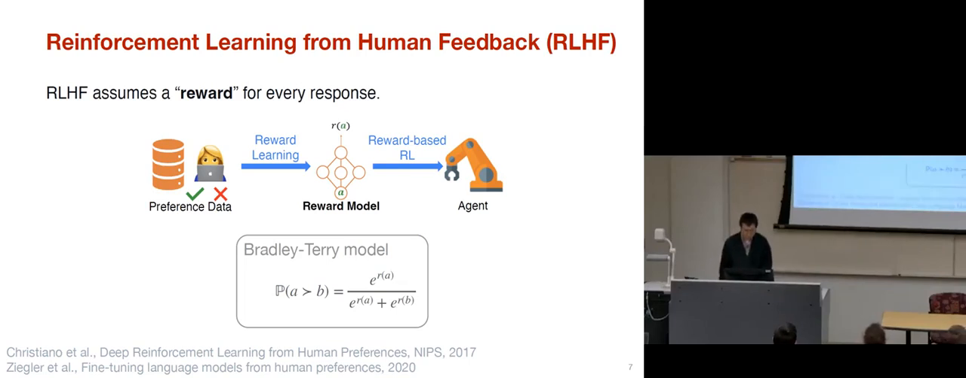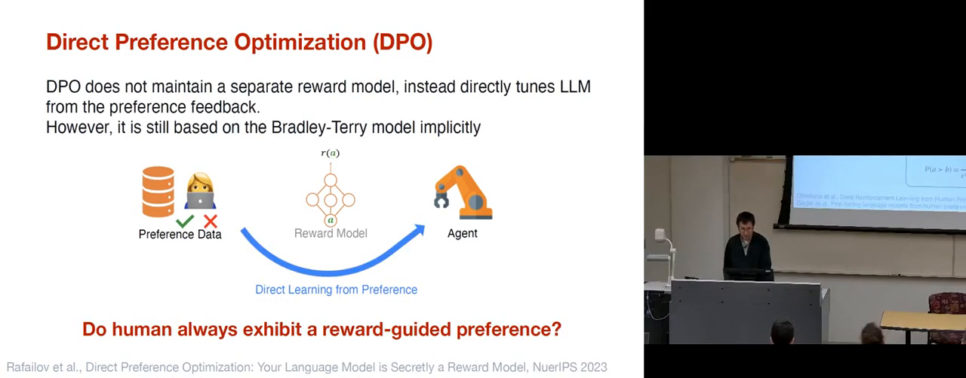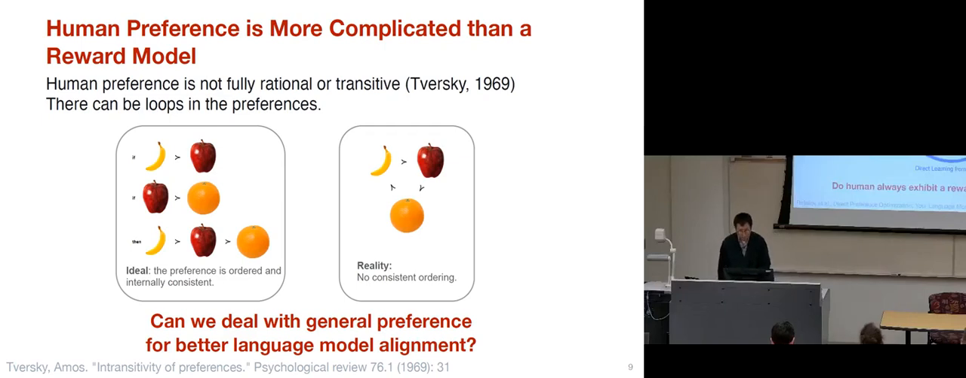So the idea is we can solve the regularized RL fine-tuning problem, and then plug the policy into the MLE problem of this Bradley-Terry model, and then we can come up with an optimization problem which only depends on the policy. So that's the basic idea of DPO.